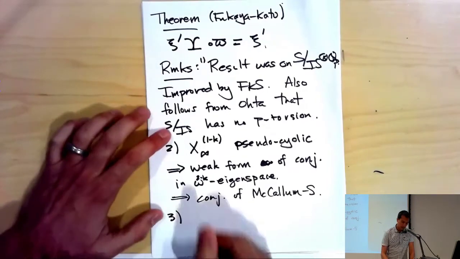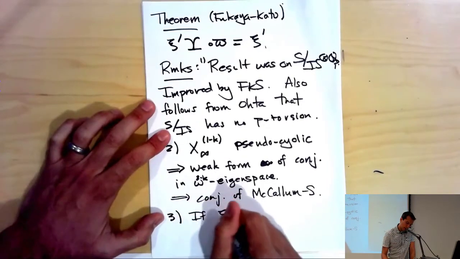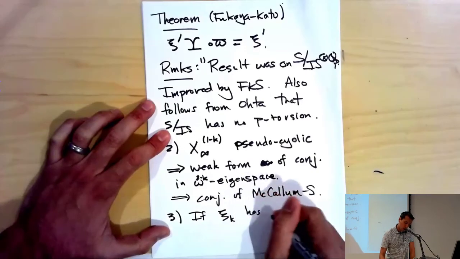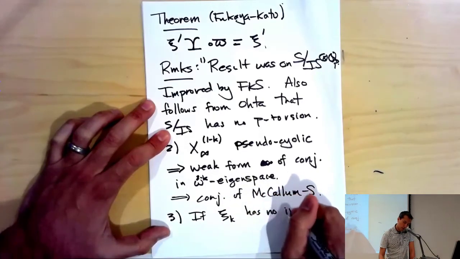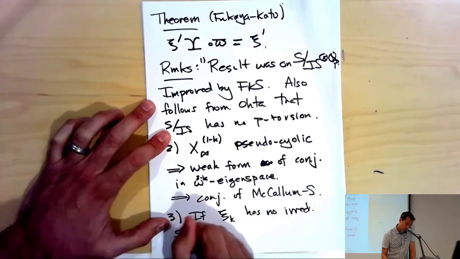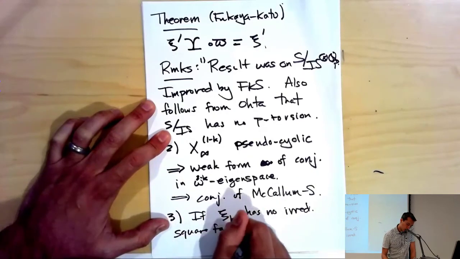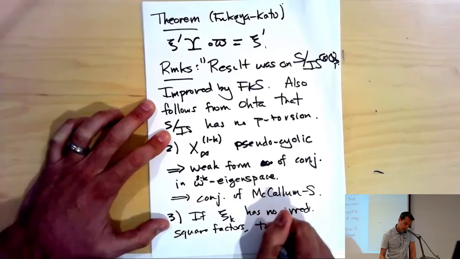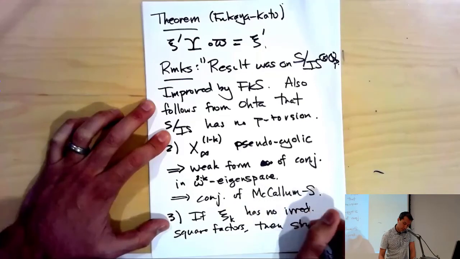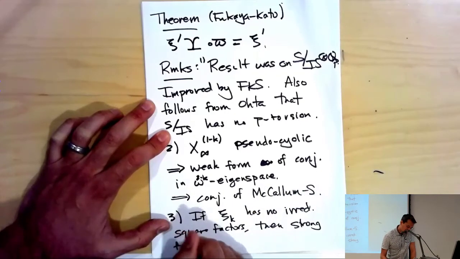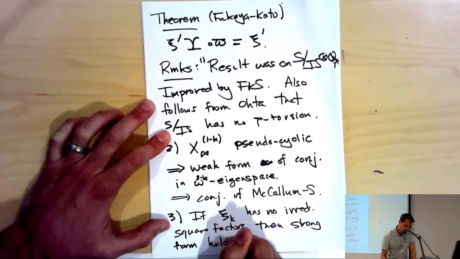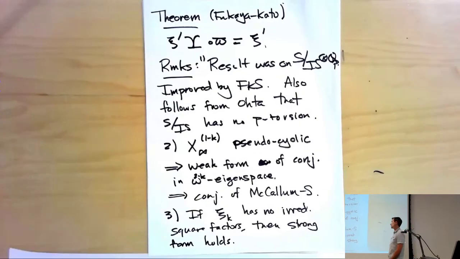The third is that if it happens that this p-adic L-function has no multiple roots, or no irreducible square factors, then the strong form holds. And of course, it seems kind of unlikely that it ever does have any multiple zeros, but that seems very far from being proven.